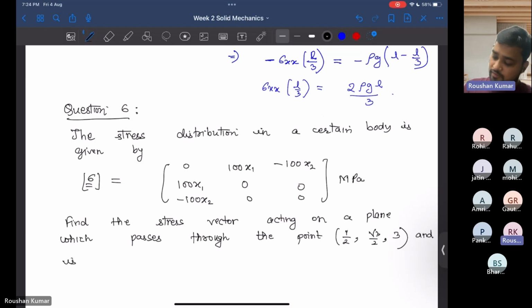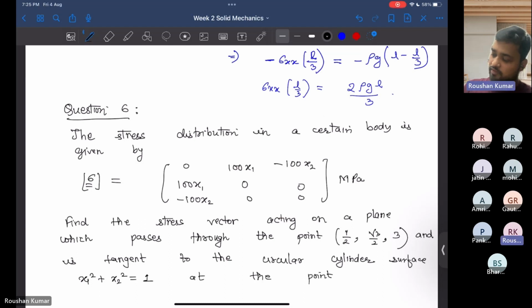and is tangent to the circular cylinder surface x1 square plus x2 square is equal to 1 at that point. So in this question, we have given the stress matrix, that is component of stress tensor, and we have to find the stress vector acting on a plane which passes through the point 1 by 2, root 3 by 2 and 3, and is tangent to the circular cylindrical surface x1 square plus x2 square equal to 1 at that point.